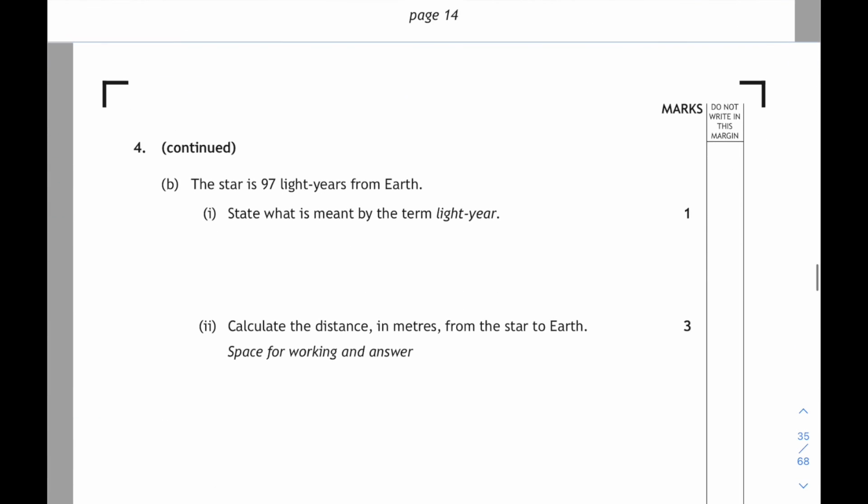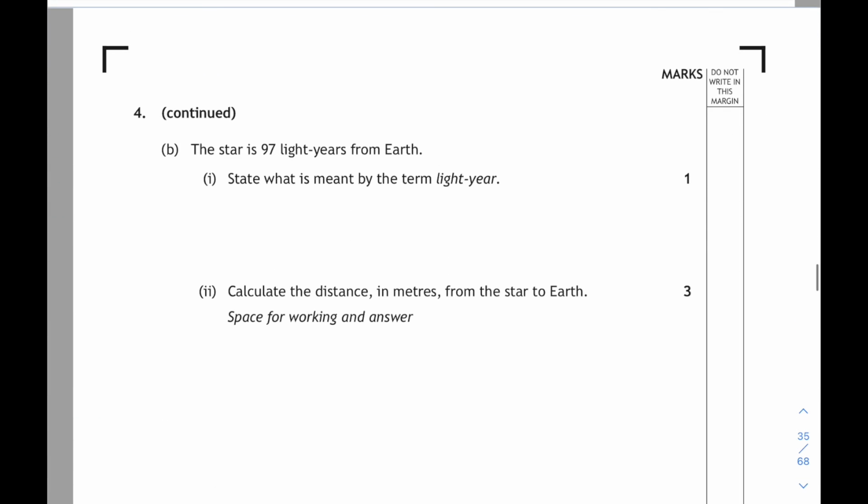Let's move on, part B. Well, the star is 97 light years from the Earth. State what's meant by the term light year. Well, a light year is a unit of distance, and it's the distance that light travels in 1 year.